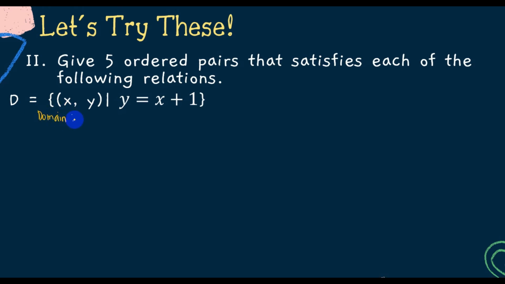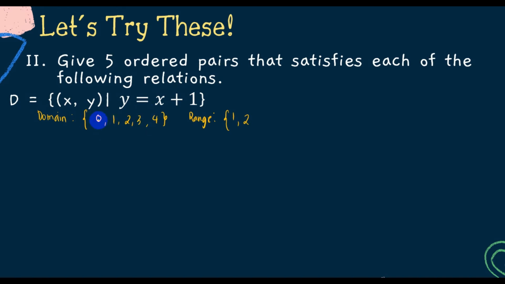So, it is possible na iba yung domain na naiisip mo sa domain na naiisip ko. For me, dun muna ako sa positive integers. 5 ordered pairs daw. So, start ako sa 0, 1, 2, 3, and 4. So, yan yung domain, 5 elements. So, for the range, ang y daw po ay 1 more than x. So, ang 0, dagdagan ko ng 1, that will be 1. 1, dagdagan ko ng 1, that will be 2. X plus 1, so 2 plus 1.